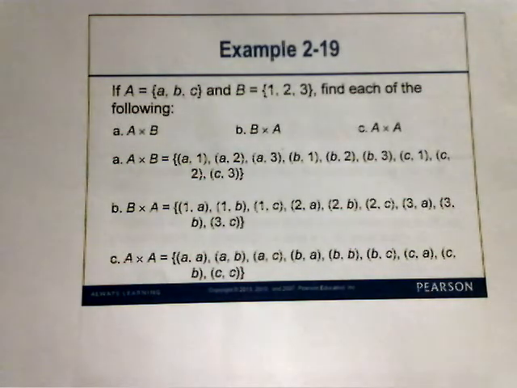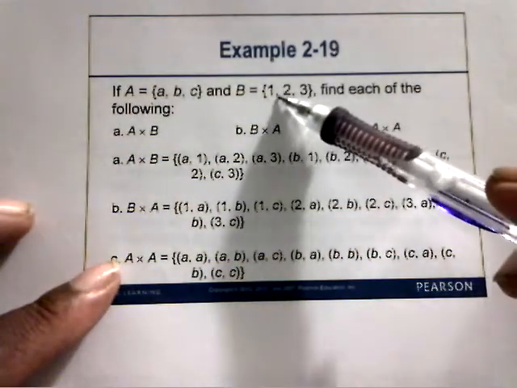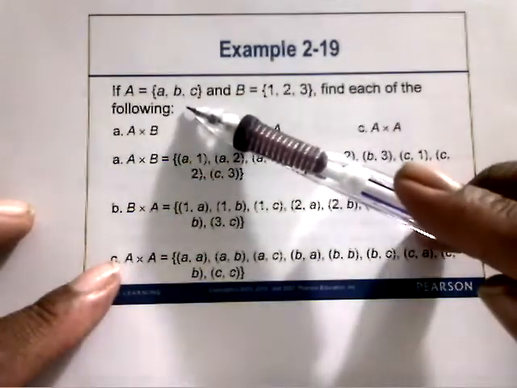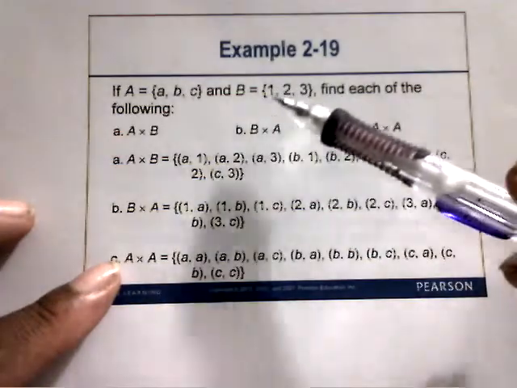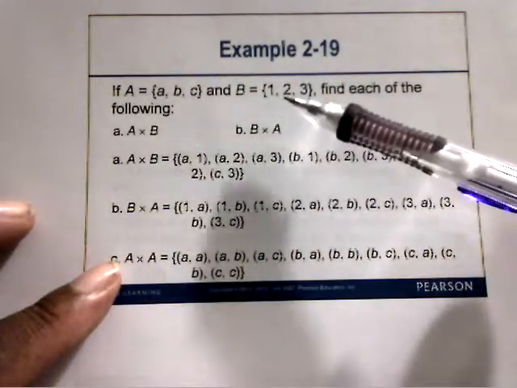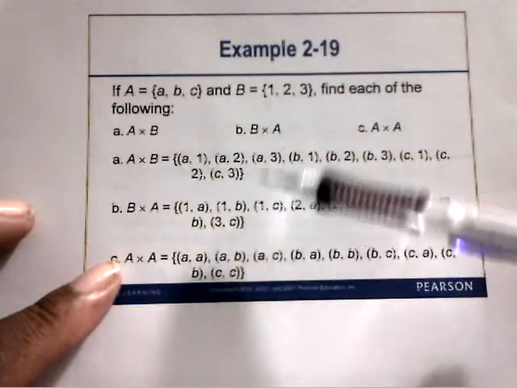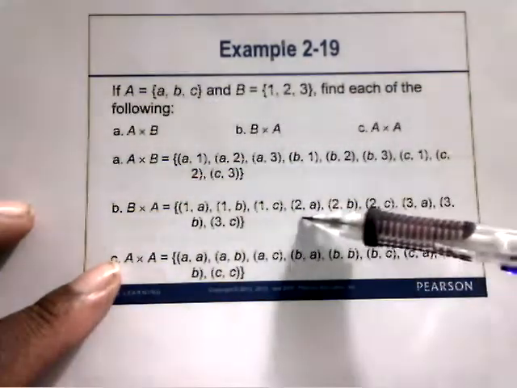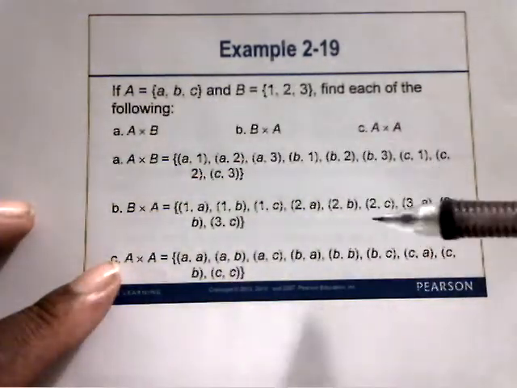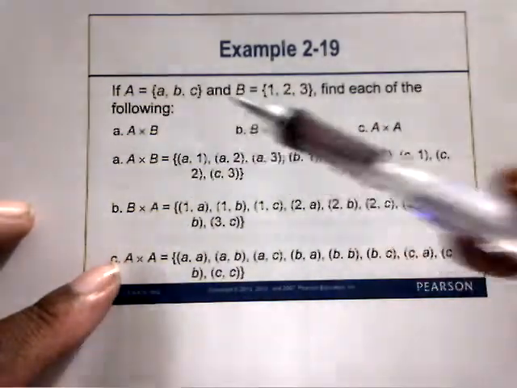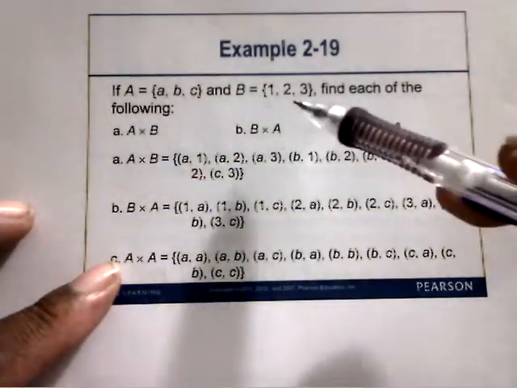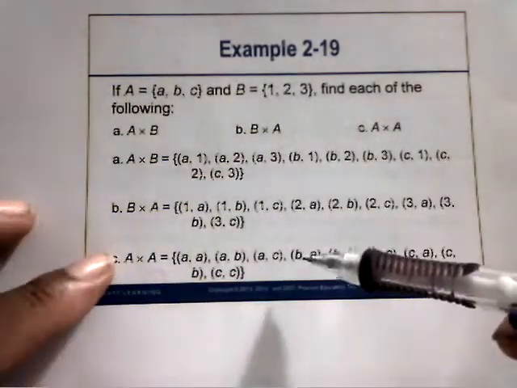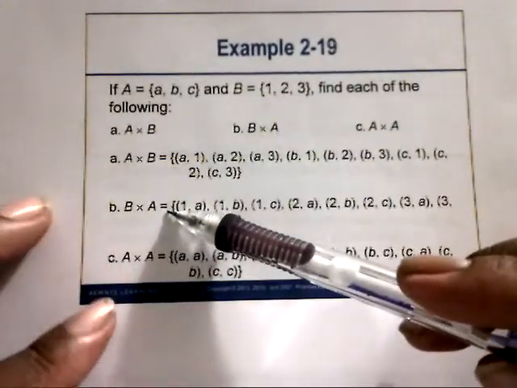Now B cross A, which is part B, is going to be a little bit different because now each element in B will be the first element, and each element of A will be the second. So now 1 will be paired with a, so you're going to have 1a. 1 will be paired with b, so it'll be 1b. 1 will be paired with c, so it'll be 1c. Then 2 will be paired with a, so it'll be 2a, then 2b, and 2c. And the same thing with 3: 3a, 3b, 3c. So you do see a difference between A cross B and B cross A.